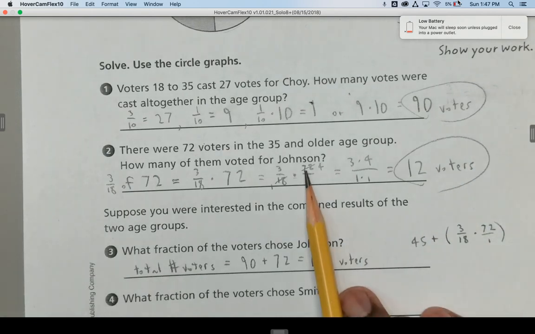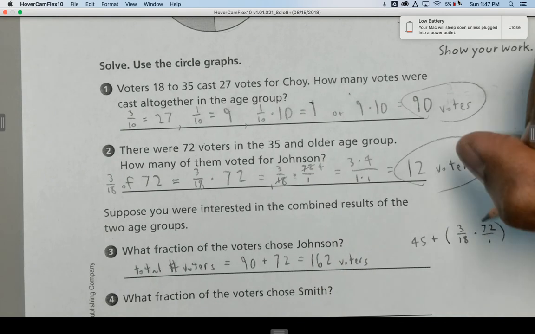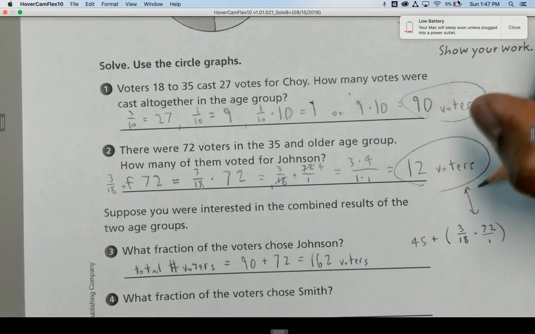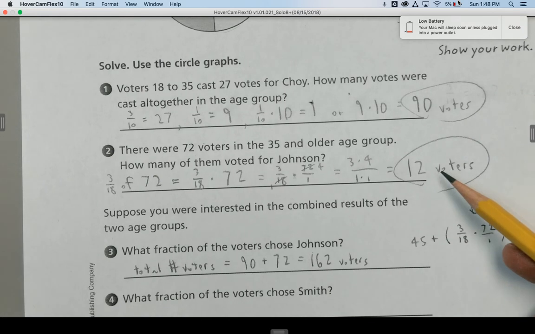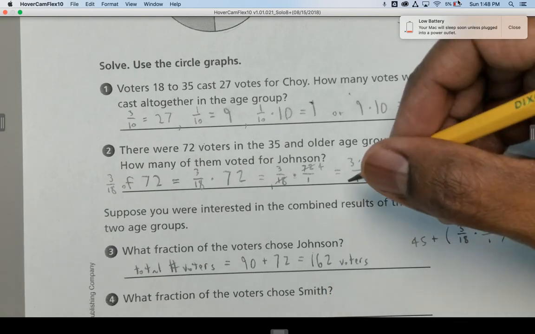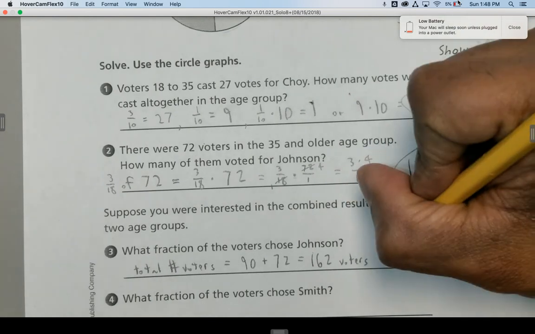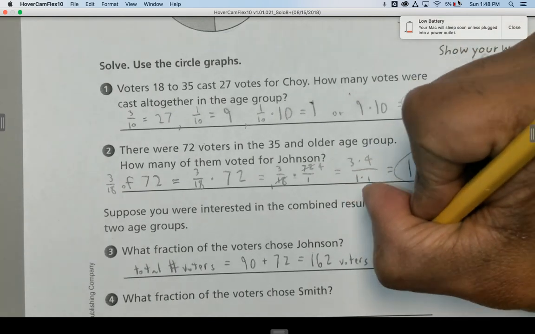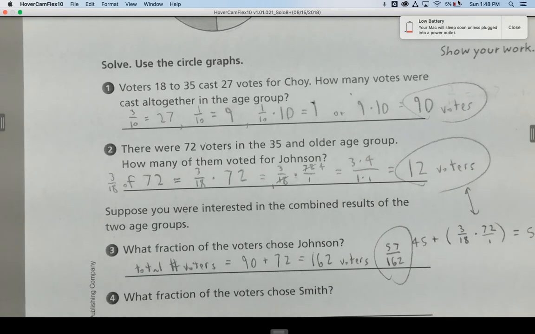So bring it on home. 45 from the younger crowd plus 12 votes from the older crowd means Johnson got 57 altogether. So 57 out of 162. Yikes. And I know I'm running out of space here to show that. But this is the fractional amount of voters that chose Johnson, 57 out of 162.